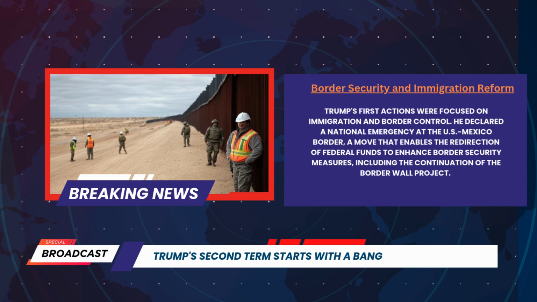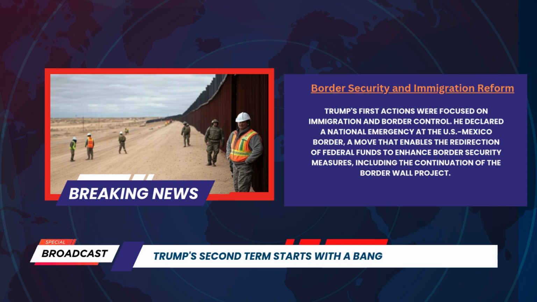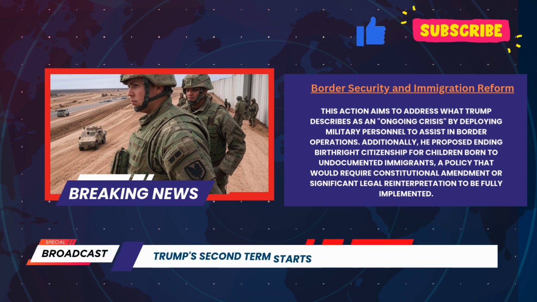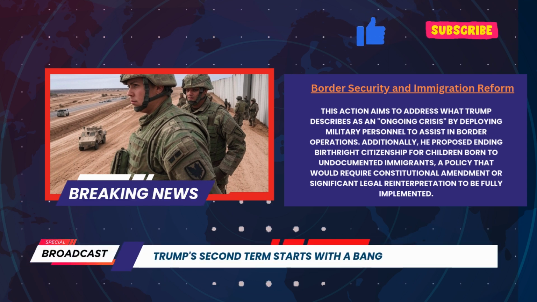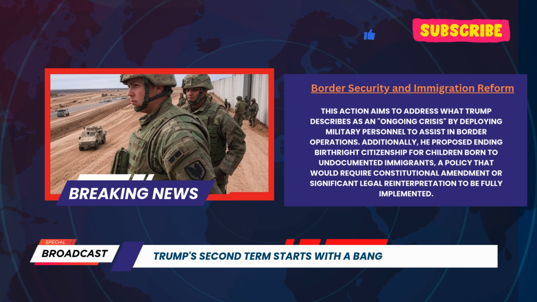Trump's first actions were focused on immigration and border control. He declared a national emergency at the U.S.-Mexico border, a move that enables the redirection of federal funds to enhance border security measures, including the continuation of the border wall project. This action aims to address what Trump describes as an ongoing crisis by deploying military personnel to assist in border operations.